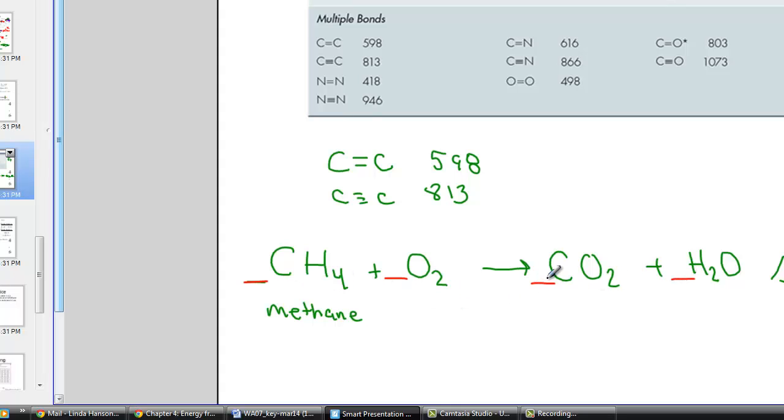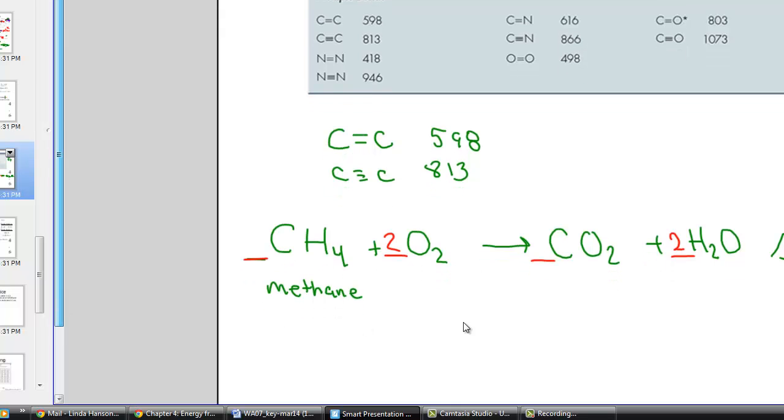One carbon, that looks great. 4 H's. I better double the waters to get 4 H's. Counting the O's, we have 2 plus 2 more. Here's our balanced chemical equation for the combustion of methane. Now, how do I go about actually calculating how much heat is going to be released from this combustion?